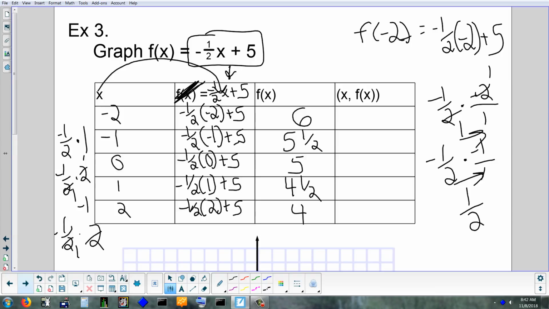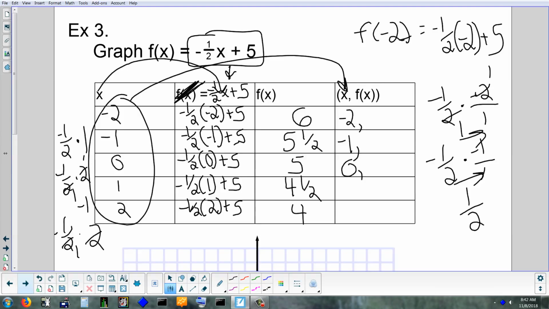What are all my x values? Go ahead, Yusuf. Negative 2, negative 1, 0. So, all I'm doing is taking these and writing them over here: negative 2, negative 1, 0, 1, 2.